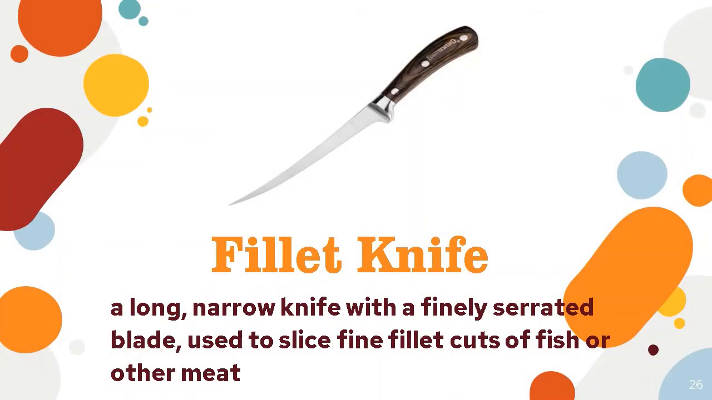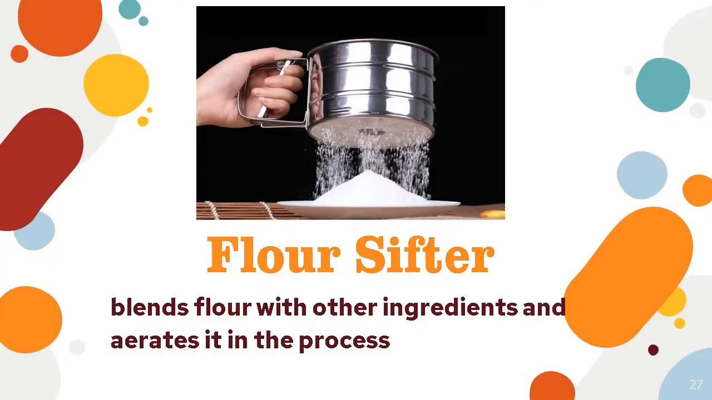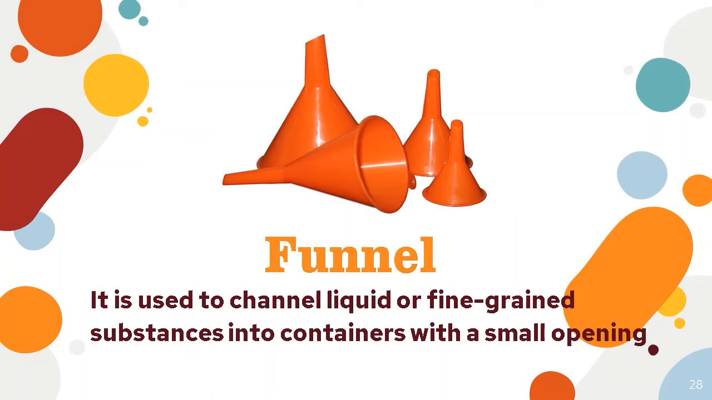Fillet knife. It is a long, narrow knife with a finely serrated blade used to slice fine fillet cuts of fish or other meats. Flour sifter. It blends flour with other ingredients and aerates it in the process. Funnel. It is used to channel liquid or fine-grained substances into containers with a small opening.